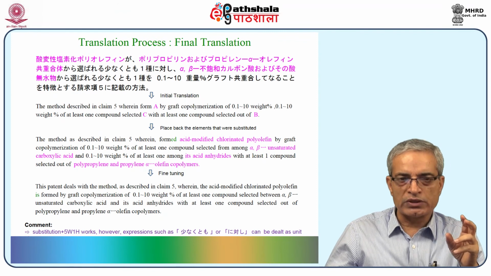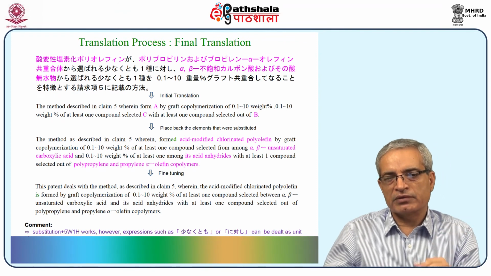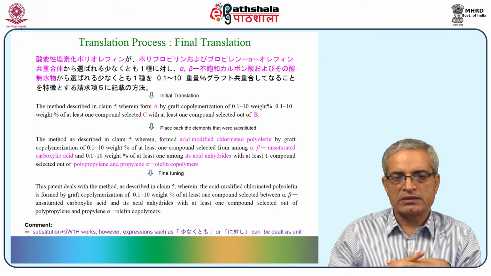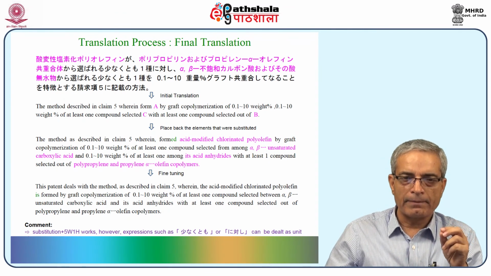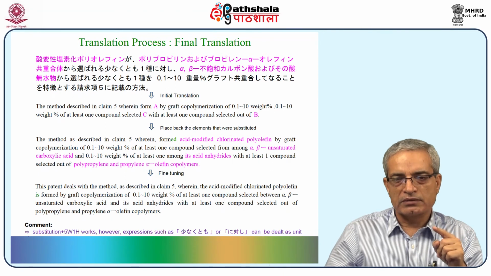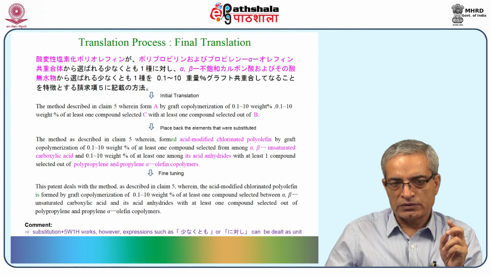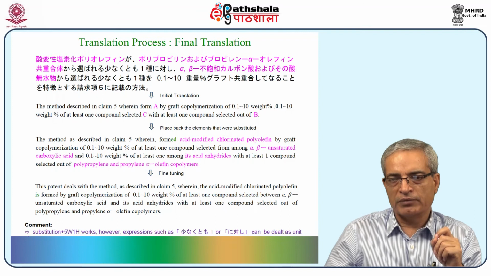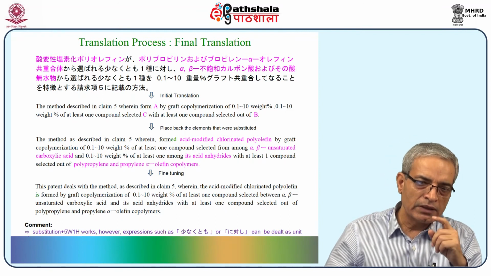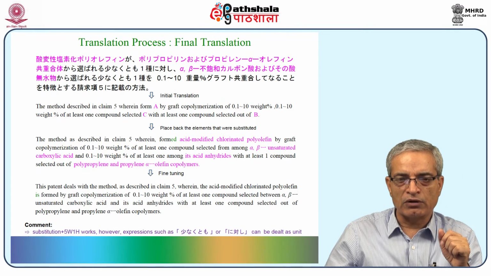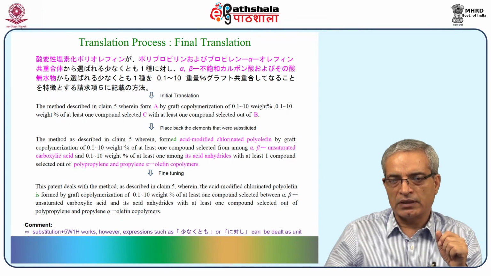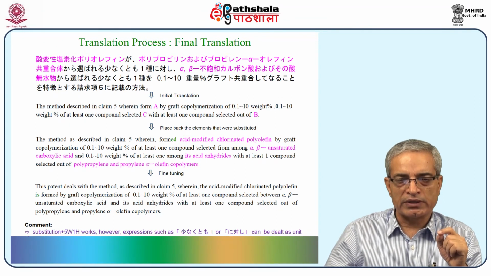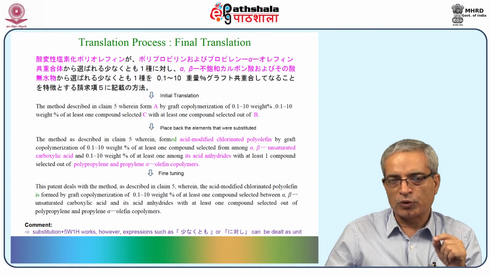This was not making good sense, so let's put back the elements that were substituted. The method as described in claim 5, wherein formed acid modified chlorinated polyolefin by graft copolymerization of 0.1 to 10 weight percent of at least one compound selected from among alpha beta unsaturated carboxylic acid and 0.1 to 10 weight percent of at least one among its acid anhydrides with at least one compound selected out of polypropylene and propylene alpha olefin copolymers.